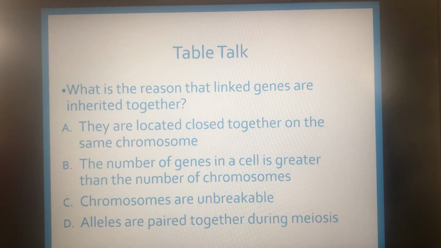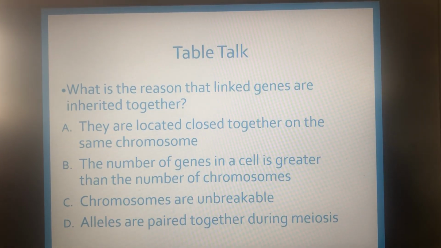What is the reason that linked genes are inherited together? I'll give you a second to look at it. If you want to pause and answer it. Let's look at these answers. A, they are located close together on the same chromosome. That sounds really good. B, the number of genes in a cell is greater than the number of chromosomes. That's true, but that has nothing to do with this. C, chromosomes are unbreakable. Well, we know that's not true. D, alleles are paired together during meiosis. Again, not the reason, it doesn't answer this question. So the answer to this question is A.